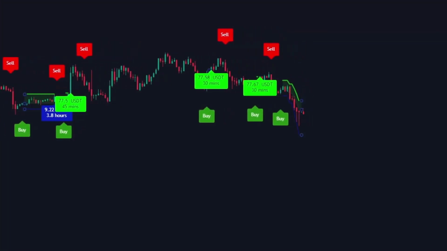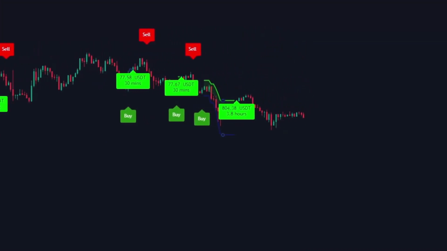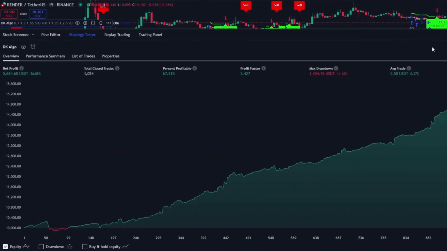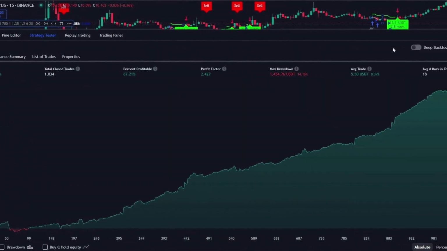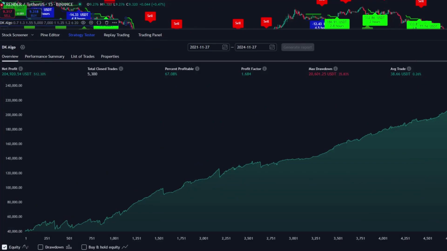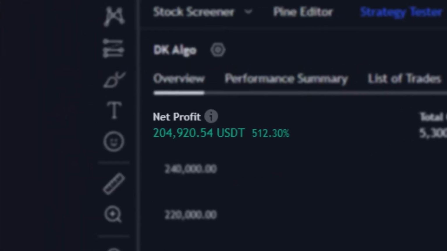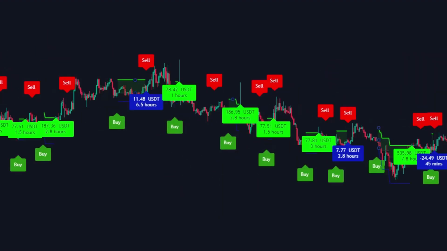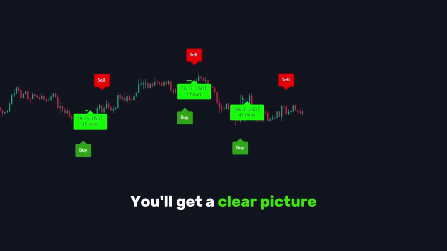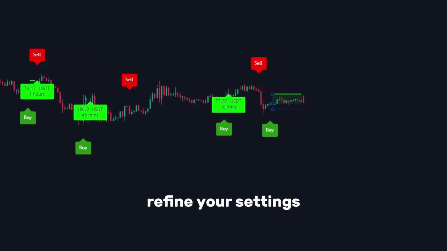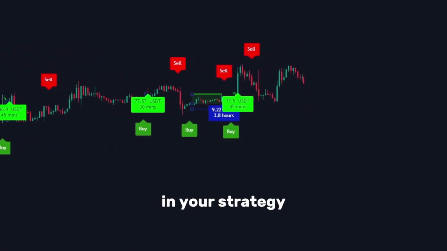Of course, all of this sounds great, but you're probably wondering, does it actually work? That's where backtesting comes in. DK Algo integrates seamlessly with TradingView's backtesting tools, including deep backtesting. This allows you to analyze how your strategy performs across different timeframes and historical data. You'll get a clear picture of how your approach would have worked in the past, which helps you refine your settings and build confidence in your strategy.